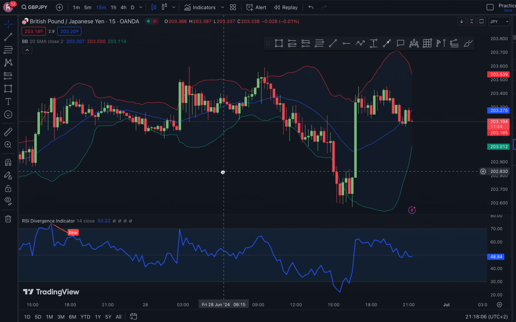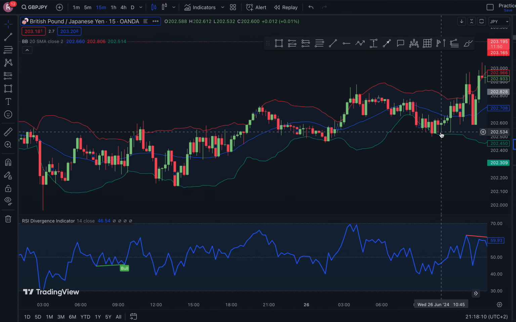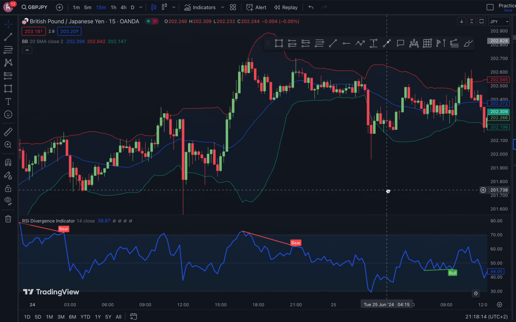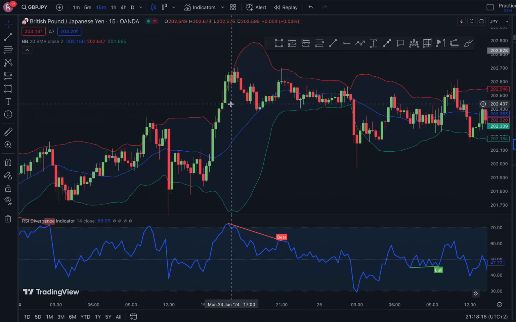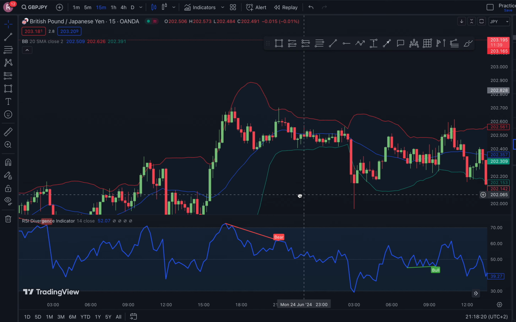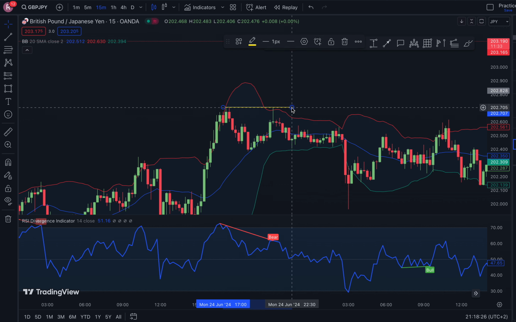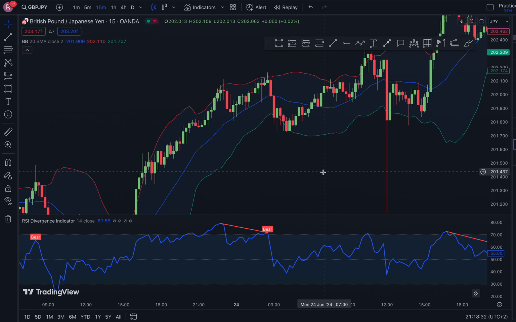Let's keep going. Okay, that wasn't enough. Let's go back in time and just see what price is doing. Highs, lows. Price broke out here. See, that isn't a divergence. Let's keep going. Oh, there we go.